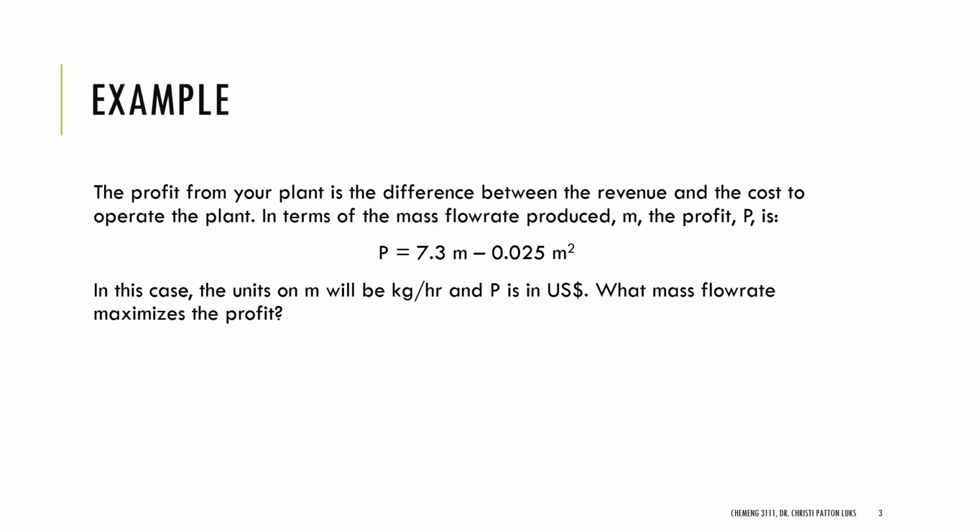And if I do this, let's say I came up with, in terms of a mass flow rate M, the profit is 7.3 M minus 0.025 M squared, where M is in kilograms per hour and P is in US dollars. So for this hypothetical plant, what is the mass flow rate that's going to maximize my profits, right? That would be one of the things we might wish to do in a plant.